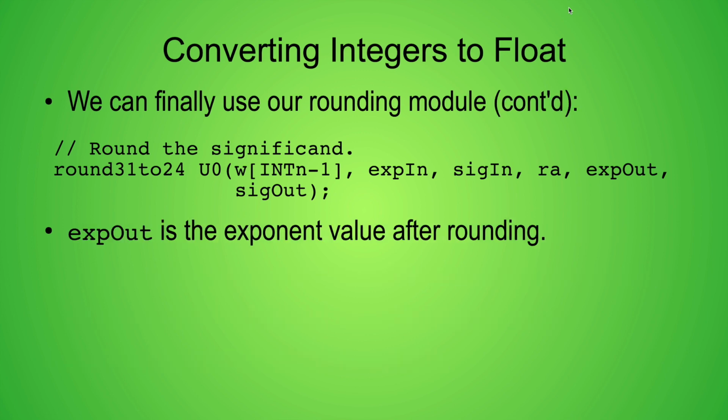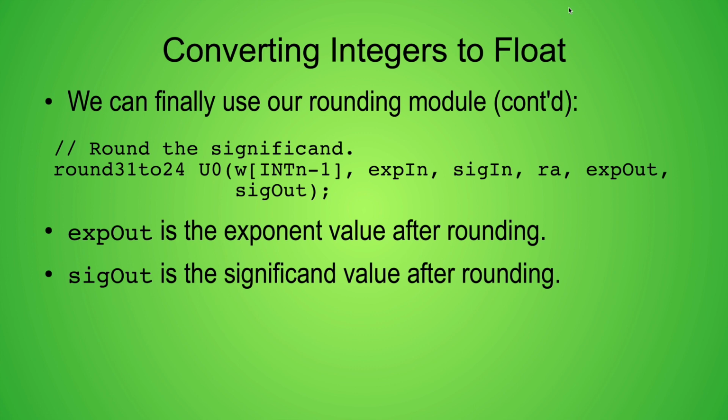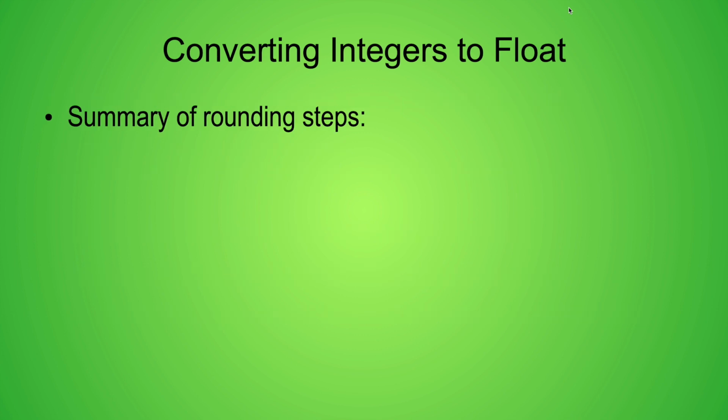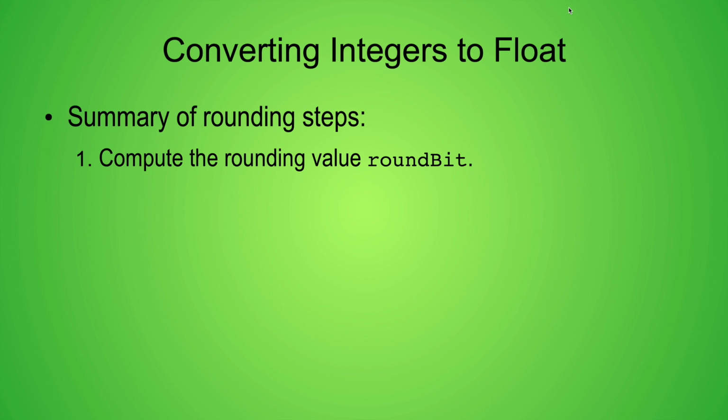The module outputs EXP out, which is the exponent value after rounding, and sig out, which is the rounded significand value. Note that this value is only 24 bits wide. The corresponding sig in value is 32 bits wide. The rounding steps are as follows. Compute the rounding value round bit. If the value needs to be rounded to the next larger significand, this value will be 1. Otherwise, it will be 0, which will result in the significand being rounded down.